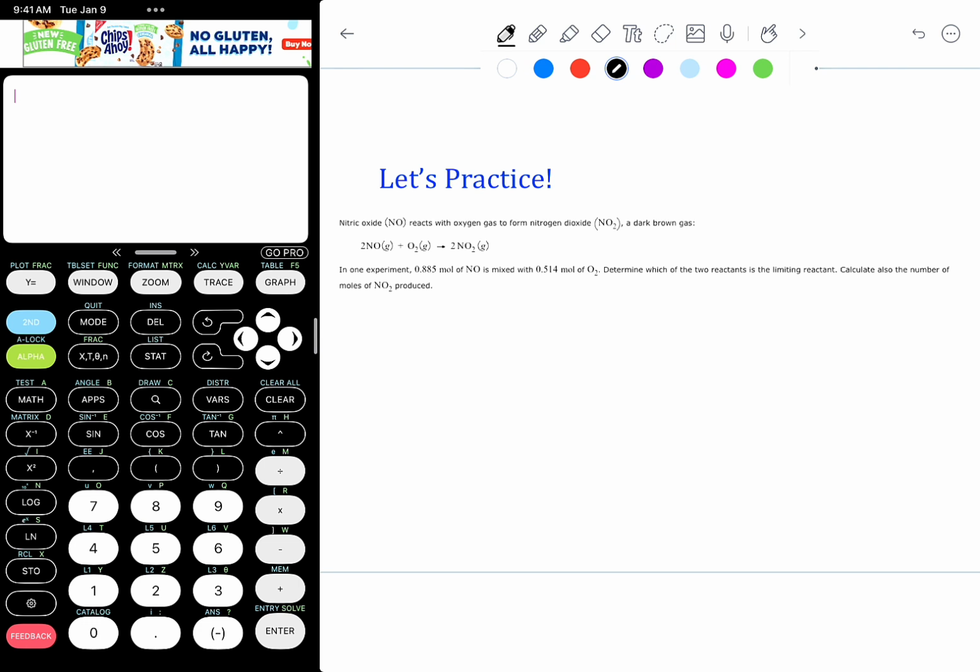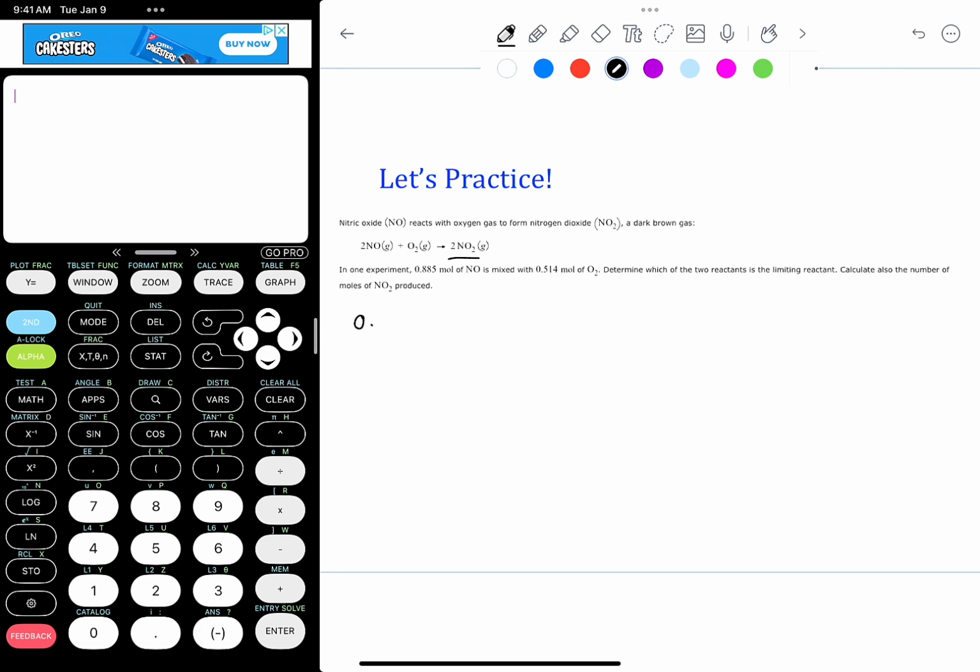So we're going to set up a similar problem here as we did with our previous examples, where we're going to take our moles of each reactant and convert it to moles of product. And we have the balanced reaction already. So we're just going to start with each reactant and convert it to our product of NO2.